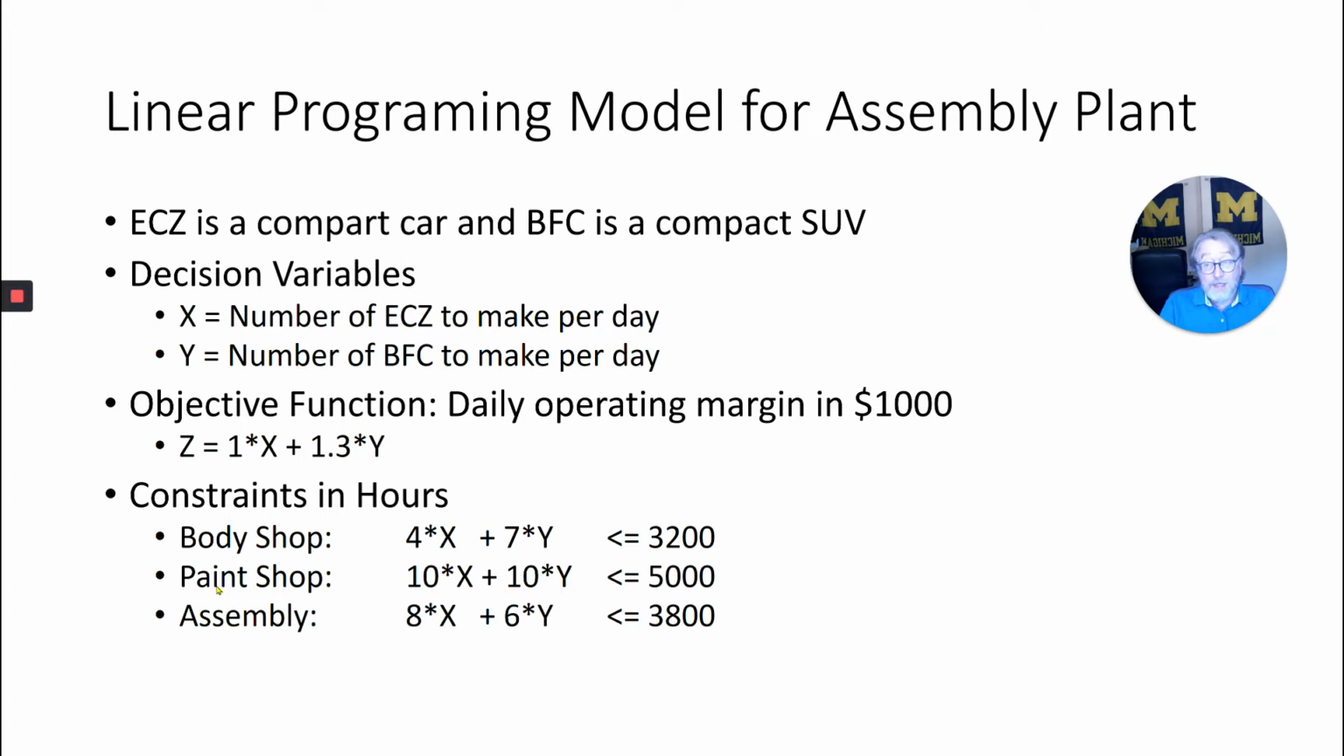The next constraint is the paint shop. We have 5,000 hours in the paint shop, and that's the total time for all the different robotic sprayers and everything else, the ovens that dry the cars and so on. But each car consumes 10 hours, and each SUV consumes 10 hours. So it takes about the same amount of time to paint the cars and the SUVs. Then it goes to final assembly, and we have 3,800 hours in final assembly. Each car consumes 8 hours, and each SUV consumes 6 hours.